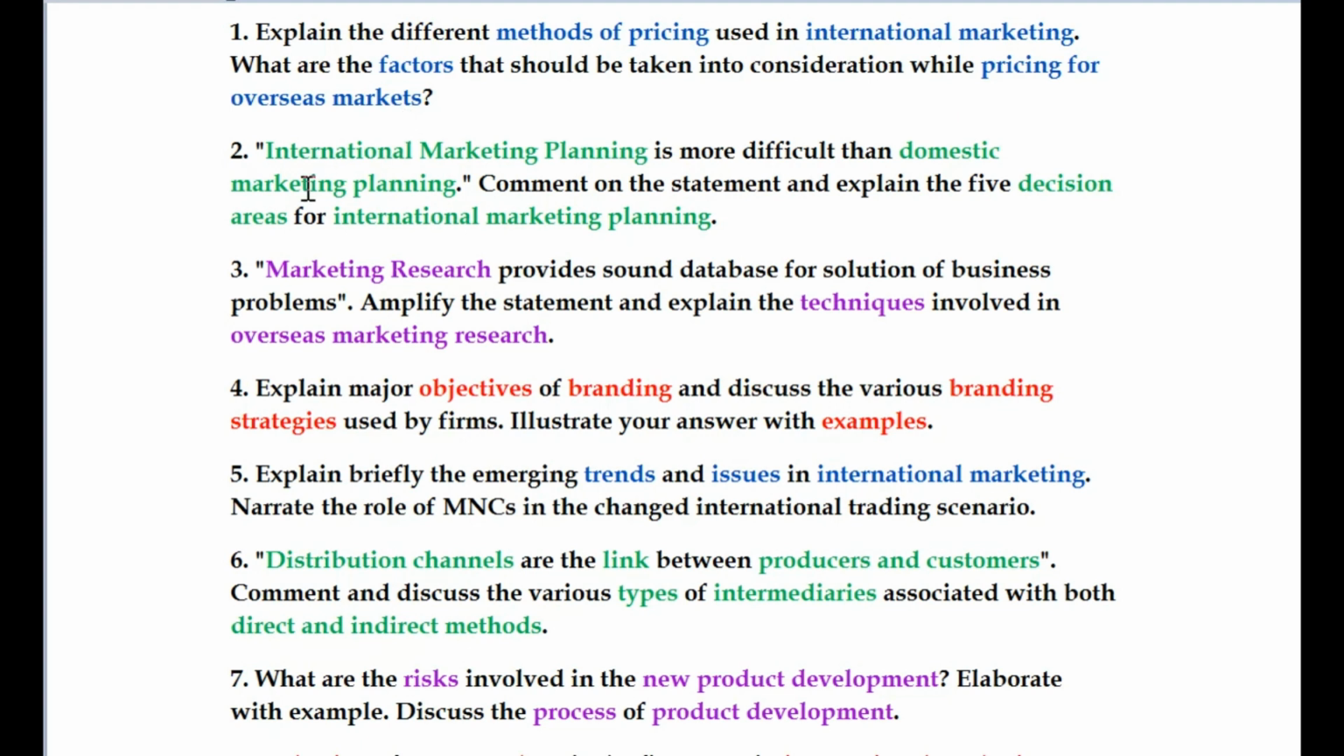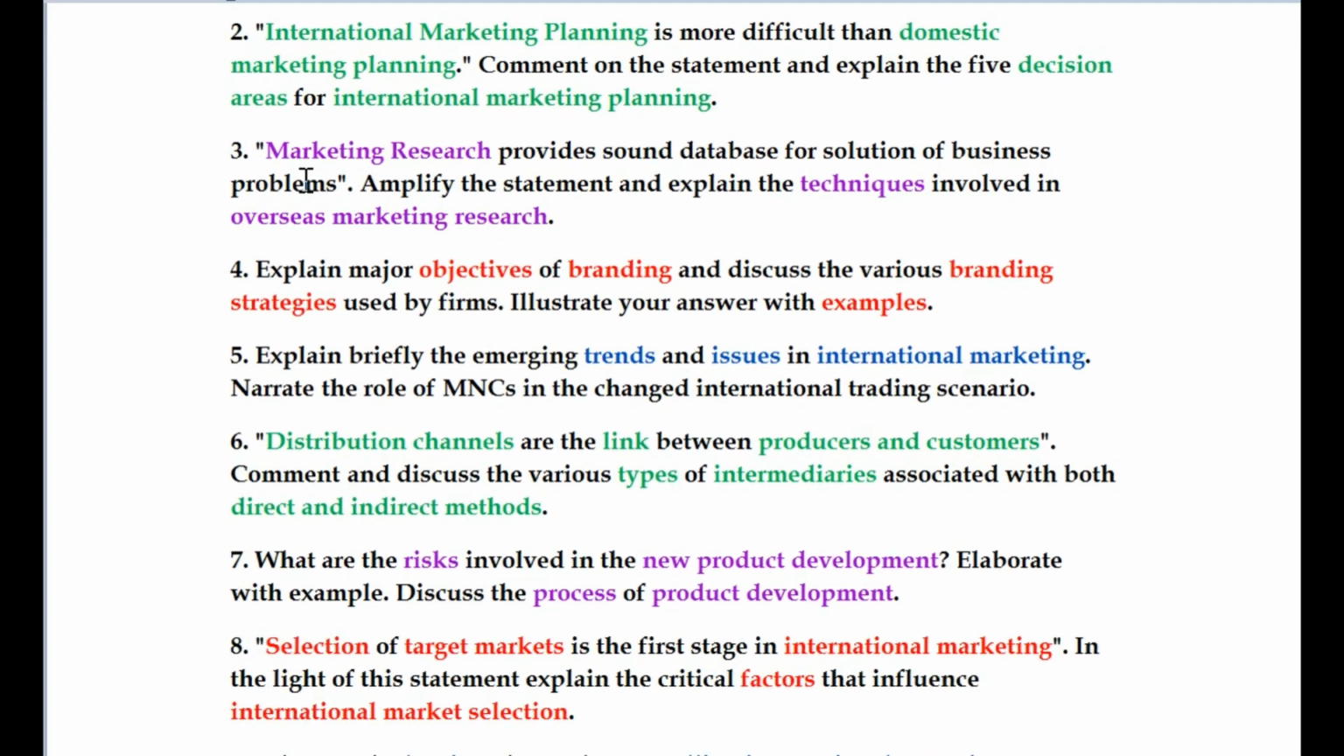The second question is on international marketing planning is more difficult than domestic market planning. Comment on the statement and explain the decision areas for international marketing planning. The third question is on marketing research and what are the techniques involved in overseas marketing research.